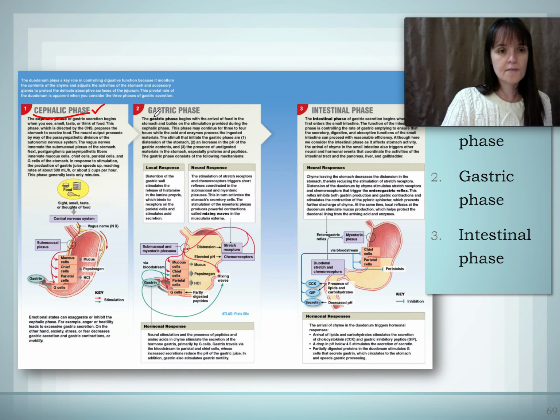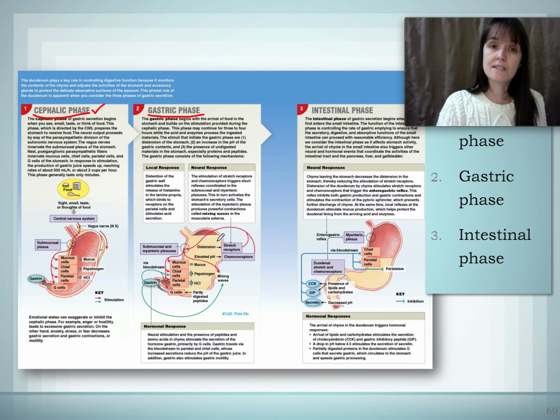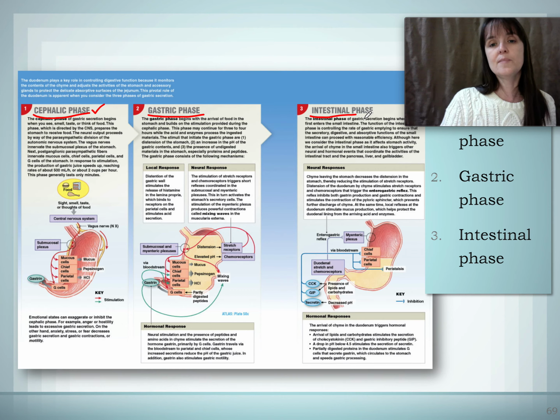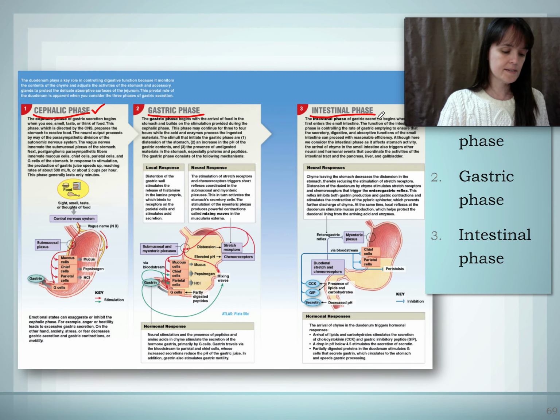The gastric phase is when the food chyme is in the stomach. Then it secretes acids and churns, and here's your whole little feedback loop going. Then the intestinal phase is once this chyme starts to leave the stomach and enter the small intestine. And that triggers several things in the small intestine that make the intestinal phase.